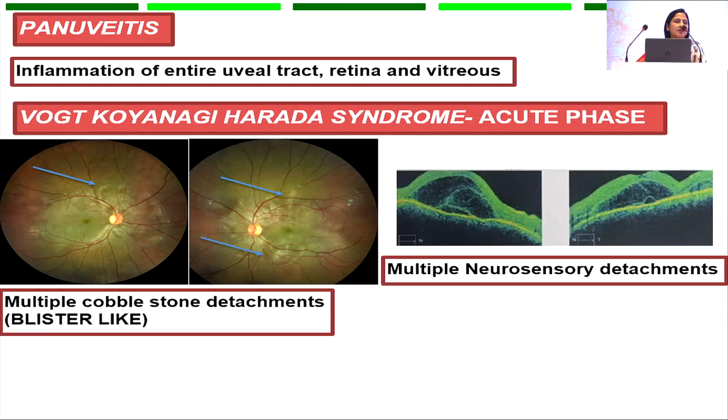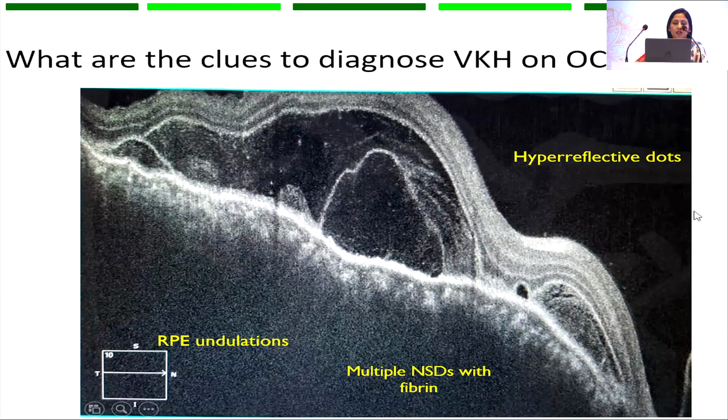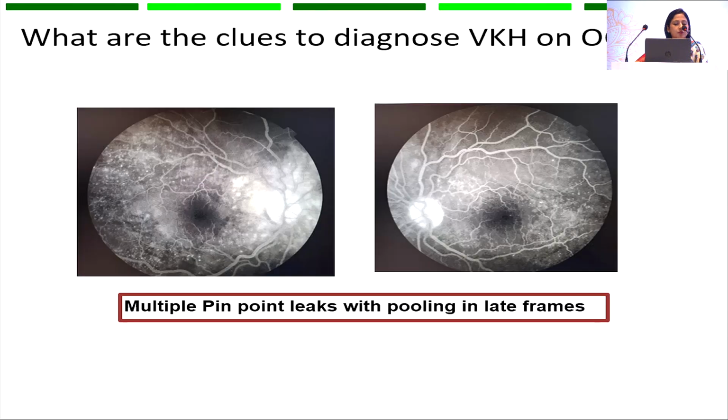The last disease that I'll talk about is VKH, which is the most common cause of panuveitis. It is actually not that rare, and when we see these typical blister-like detachments at the posterior pole, and you do an OCT, this is the typical OCT with multiple neurosensory detachments. You should not miss that this is VKH. So we will see hyperreflective dots, choroidal undulations, multiple neurosensory detachments.